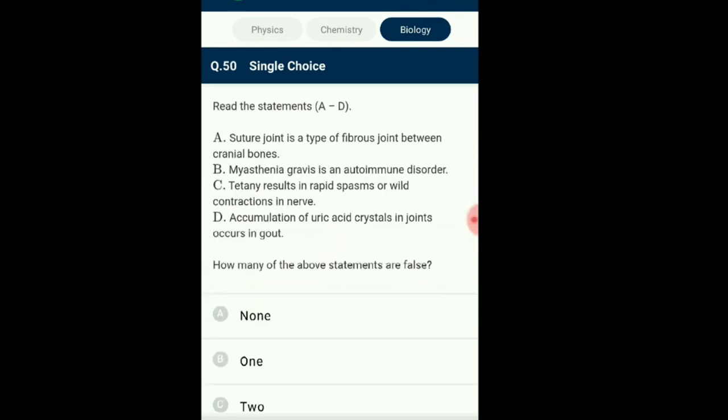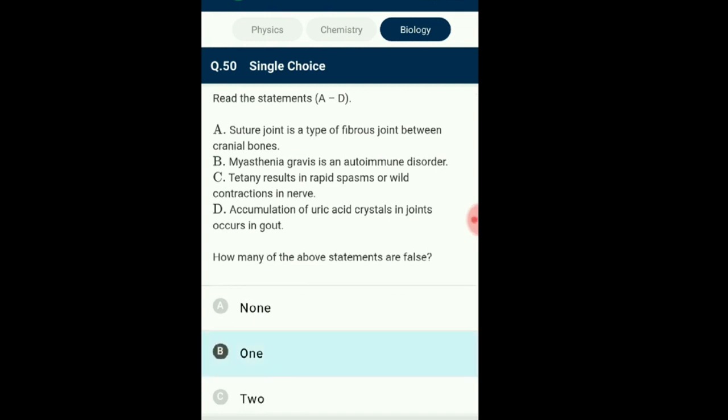Question number 50. Read the statements and find how many of the statements are false. Only statement C is incorrect. Tetany is low calcium ions in blood, causing rapid spasms, that is, wild contractions in muscles. So that is the wrong statement. So the answer for this question is option B. From the given four statements, statement C alone is wrong.